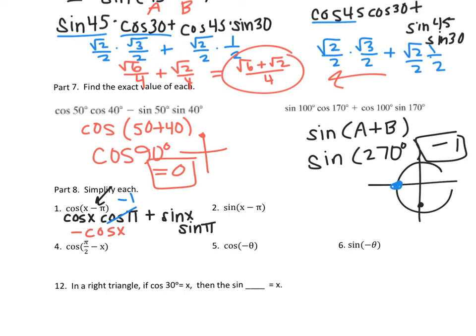Now let's look at the second part, sine of x, sine of pi. So what is sine of pi? What's the y value here at pi? Well, it's 0. So this whole part wipes out. So the answer is negative cosine x.